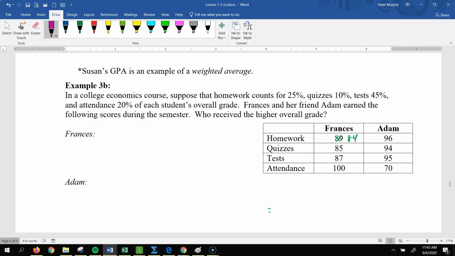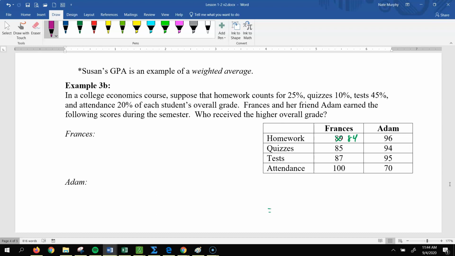So it says in a college economics course, suppose that homework counts for 25% of the grade, quizzes are 10% of the grade, and tests are 45%, and attendance is 20% of each student's overall grade. Frances and her friend Adam earned the following scores during the semester. We want to figure out who received the higher overall grade. So we look at that.